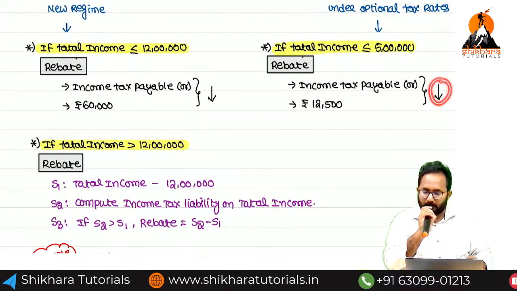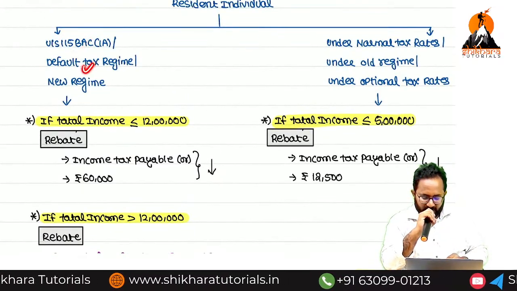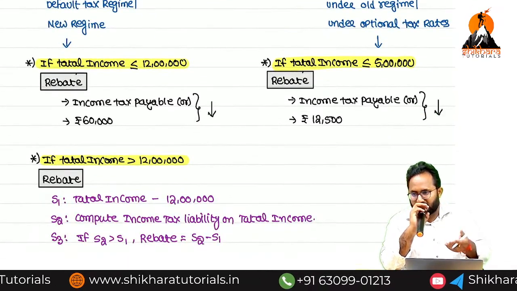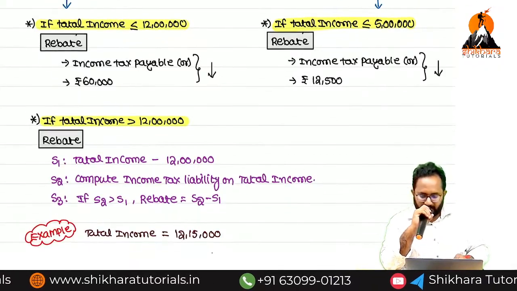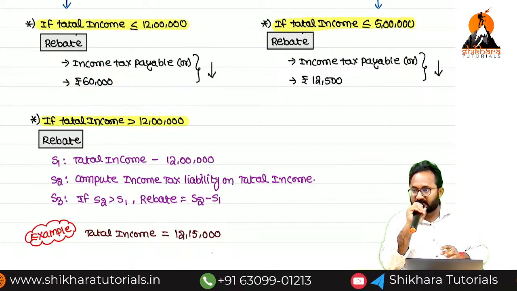12,500, whichever is lower. But under 115 BAC, the default tax regime or new regime, if the total income of the SSC, the SSC meaning here a resident individual, does not exceed 12 lakh, then tax payable or 60,000. I think you know how we are arriving at the 60,000 also.